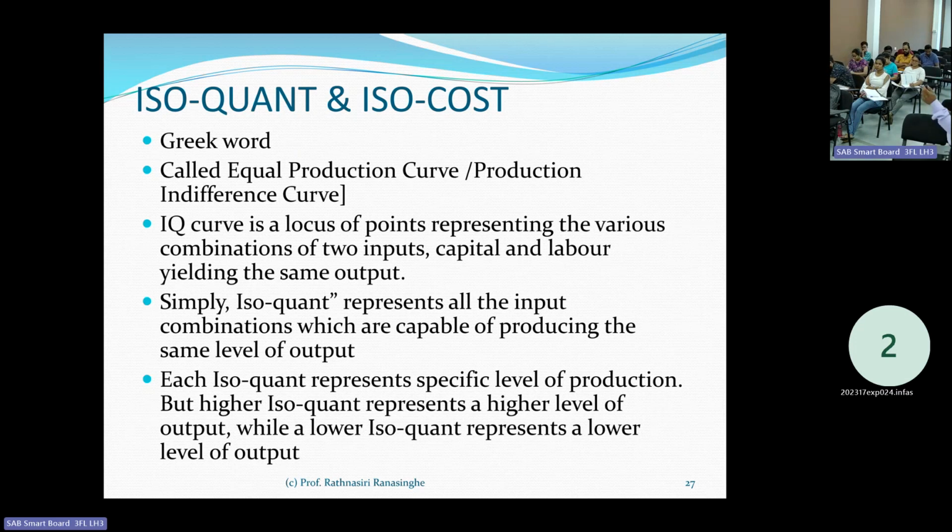So it represents the locus of points representing various combinations of factor inputs, labor and capital, that can generate the same level of output. It explains the different combinations of factor inputs that the producer can use to get the same level of output. So along the isoquant, the producer uses different combinations of the factor inputs that yield the same level of output.